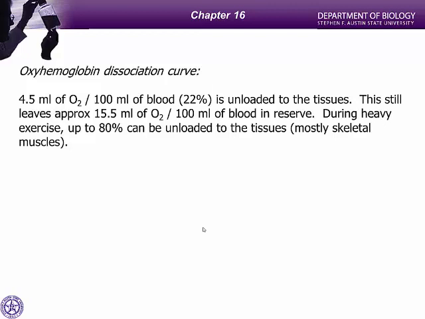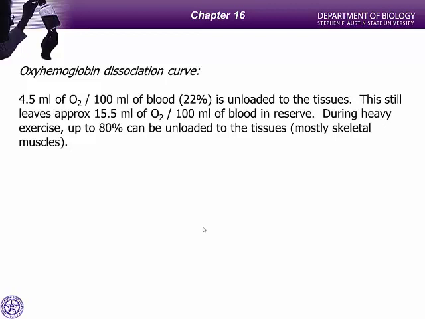So if we are at 97% saturated, which is normal, as our blood passes through our tissues and we experience internal respiration, only 22% of our oxygen is going to be unloaded at any one time. Now, it's just like we saw with respiration. It's like we saw with heart contractility. We have a built-in reserve.